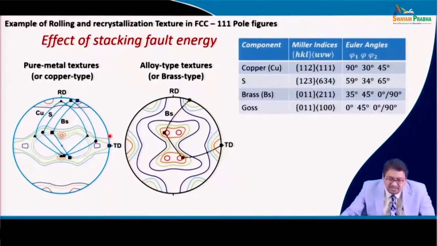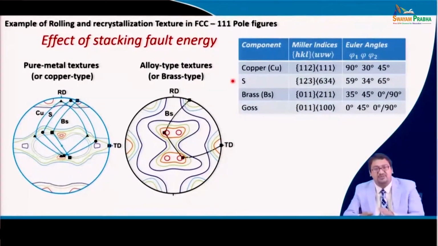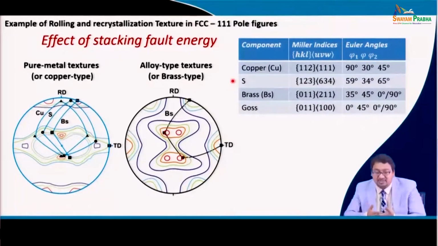And so, you see that the copper type, S type and brass type texture that are shown in the pole figure could be related to the Miller indices, and we have seen that each texture component present in the pole figure or the inverse pole figure could be related to the Miller indices, and then these texture components can also be shown in the Euler angles because they are related.